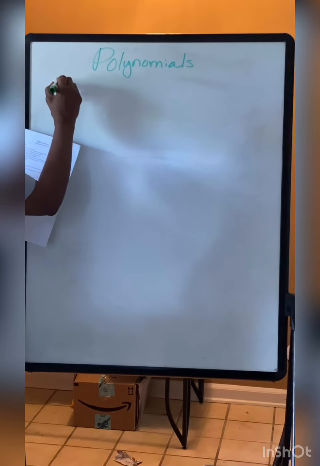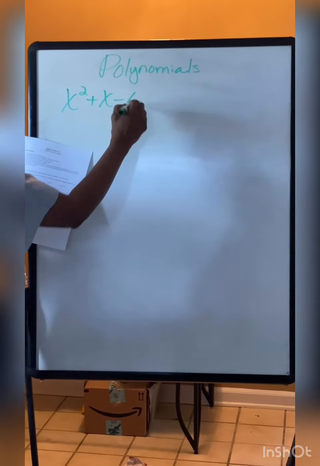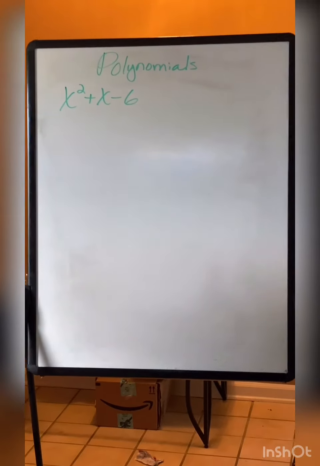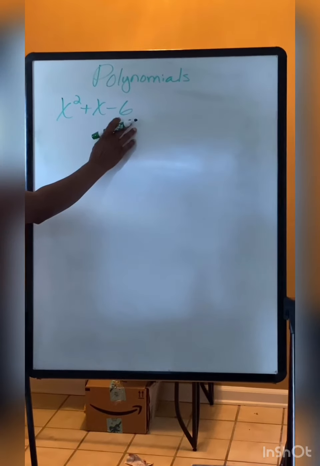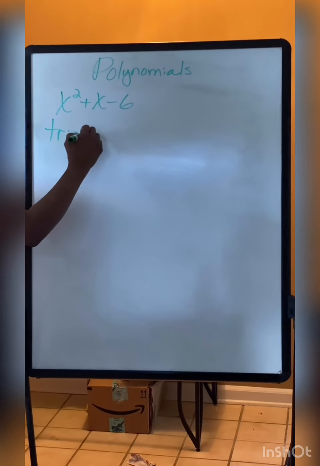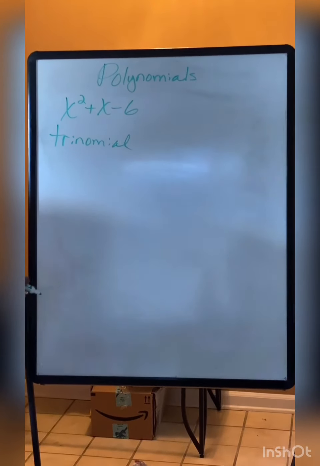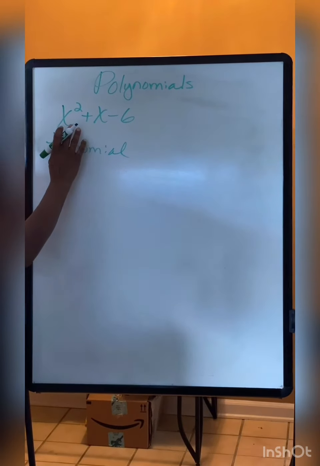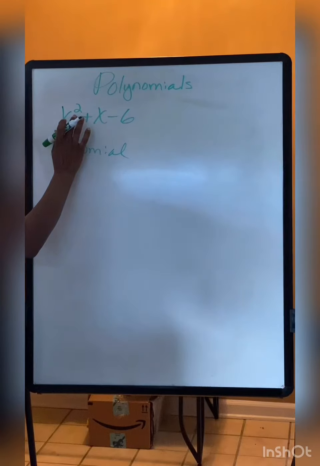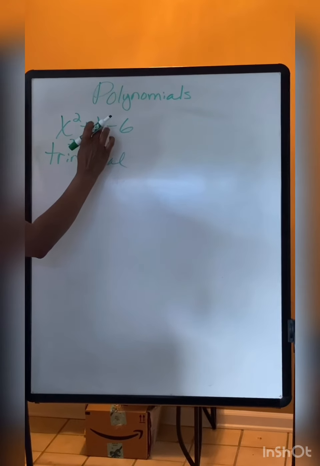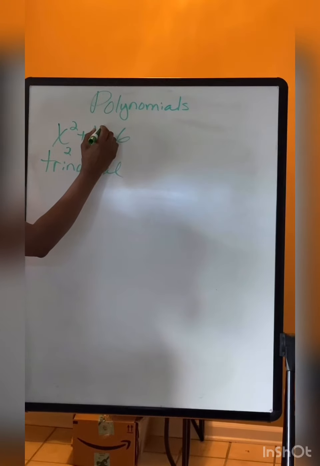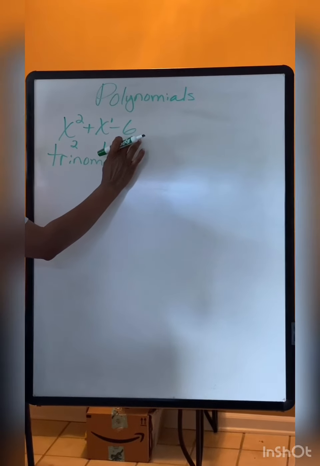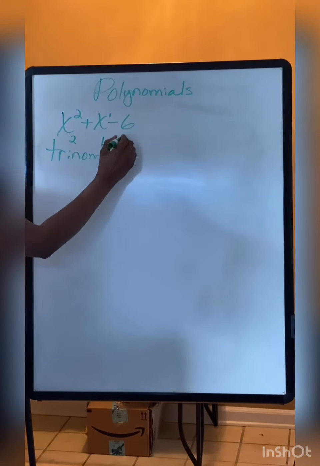So let's look at x squared plus x minus 6. Let's determine if this is a monomial, a binomial, or a trinomial first of all. Well, I have three terms here, so that means I have a trinomial. Now I need to find the degree. To find the degree of this trinomial, I need to look at the degree of each term first. The degree of this term is a 2. The degree of this term, there's an exponent there. You don't see it. It's understood to be a 1. So the degree of this term is a 1. This is called a constant term, and the degree of a constant term is 0.